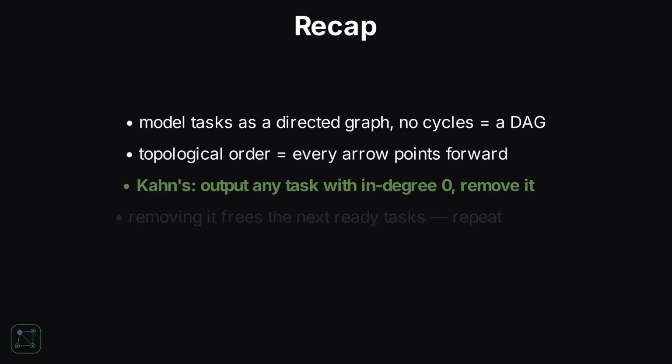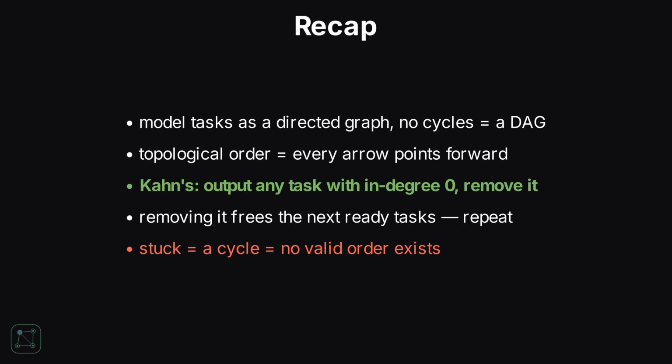Recap. Model tasks as a directed graph with no cycles, a DAG. A topological order is a lineup where every arrow points forward. Kahn's algorithm repeatedly outputs any task with no unmet prerequisites, then removes it. If you ever get stuck, there's a cycle and no order exists.